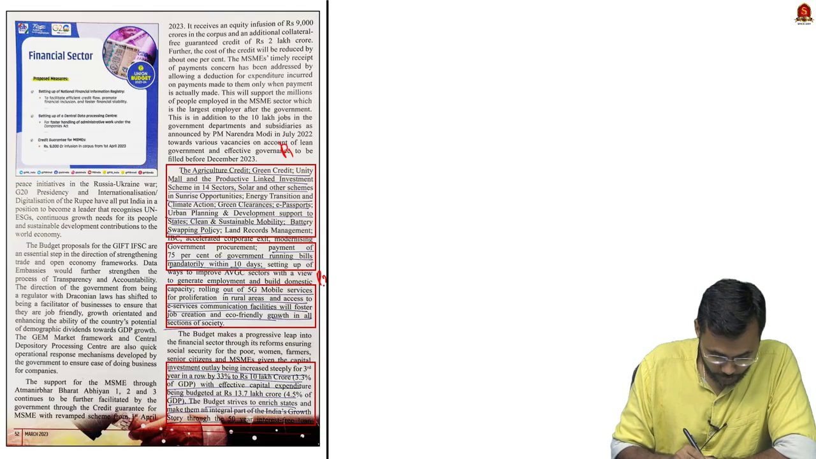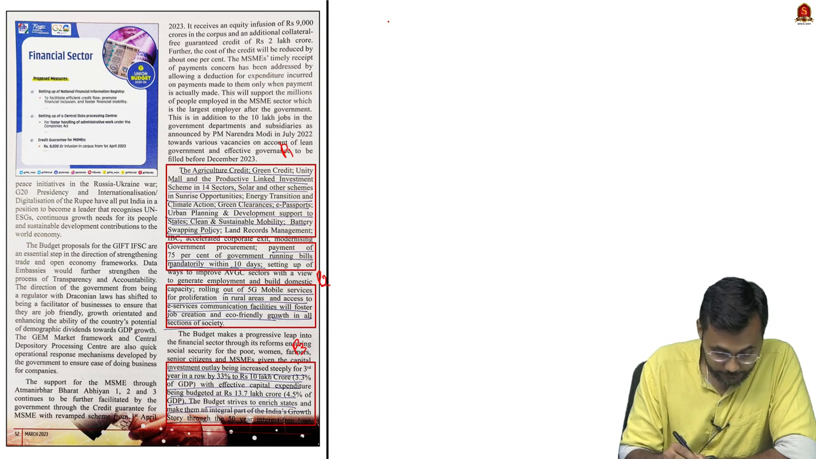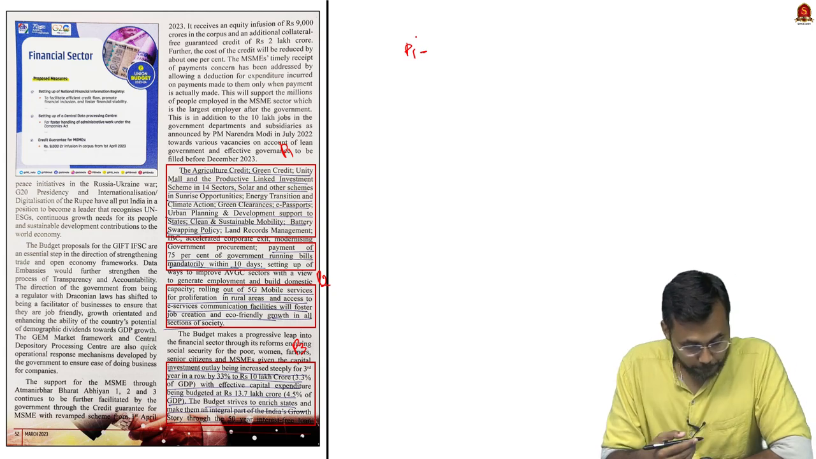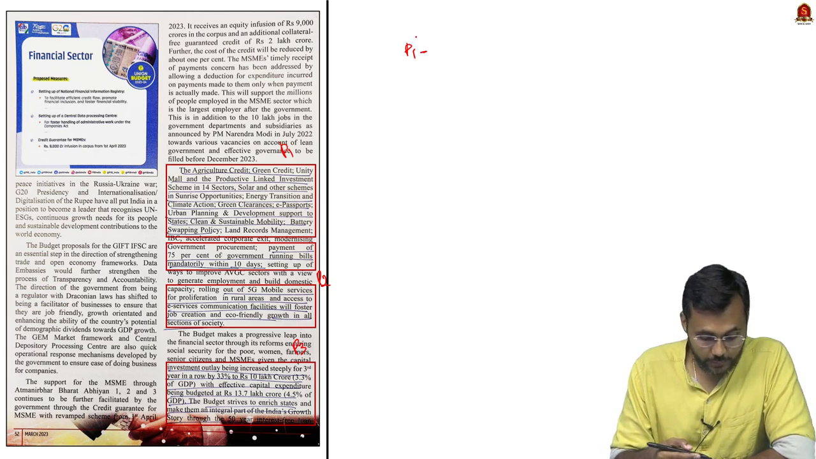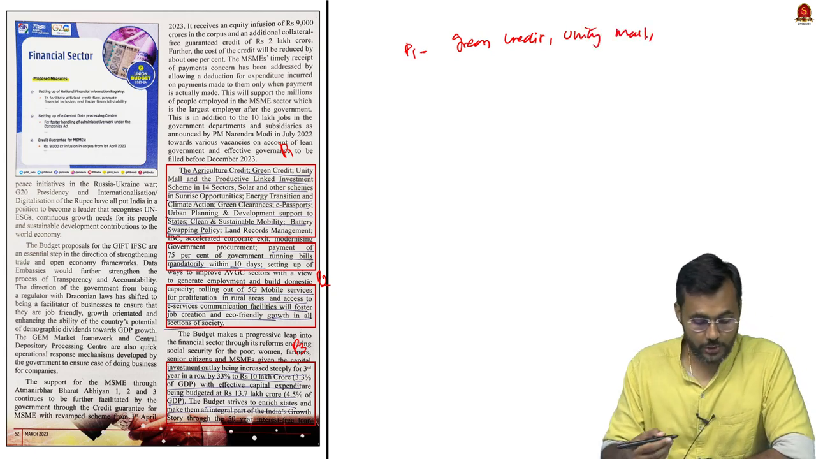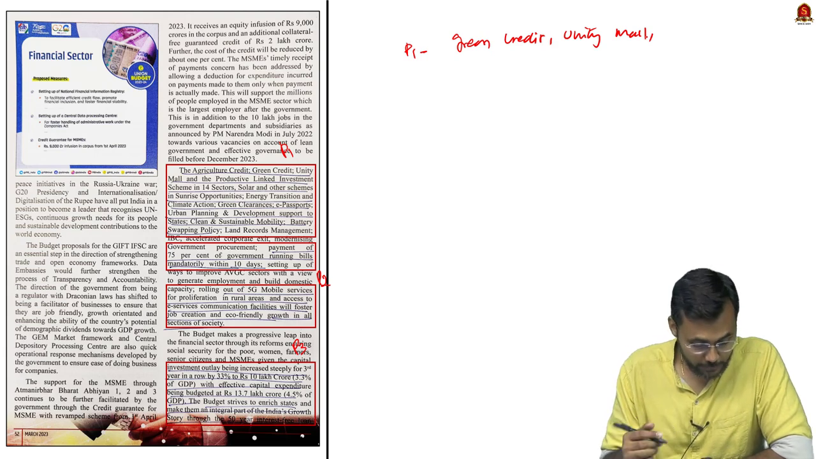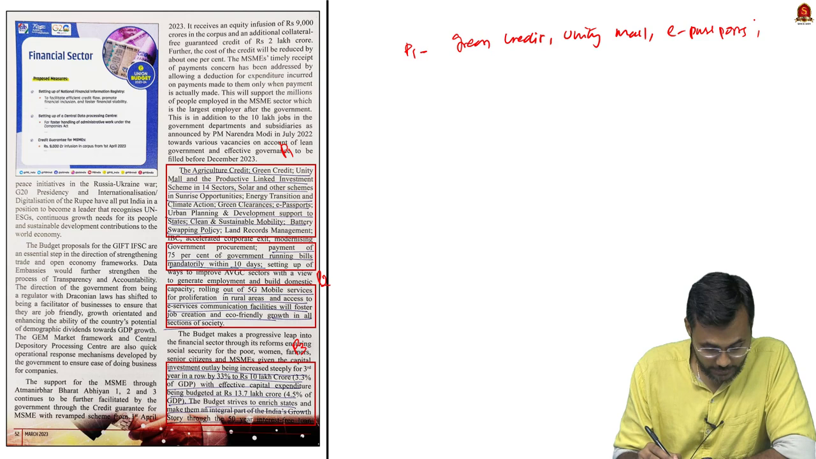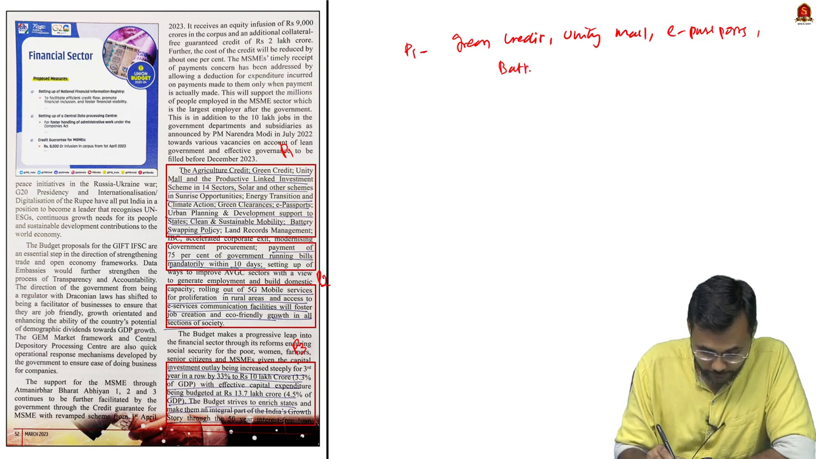Next, paragraph 1, 2, 3. In paragraph 1, what are the different initiatives taken in India to make sure there are a lot of positive impacts on the system, right from agricultural credit, green credit. So these are some of the terms here, green credit, Unity Mall. So these are some of the initiatives in India by the government to promote our development process, and also e-passports. So these are some of the data you can use for your answer writing, e-passports and battery swapping technology or battery swapping policy. This is regarding e-vehicles.